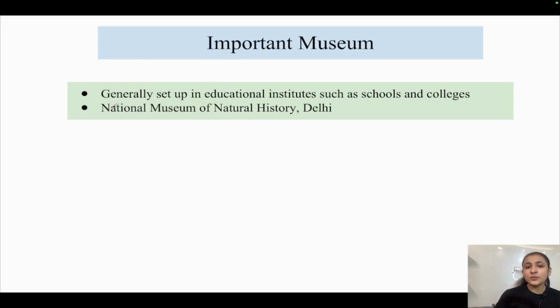So important museums. An important museum is the National Museum of Natural History in Delhi. This is an important museum. And museums are usually set up in educational institutes such as schools and colleges, because they provide students a lot of information about different kinds of plants and animal specimens. So they are usually set up in educational institutes.